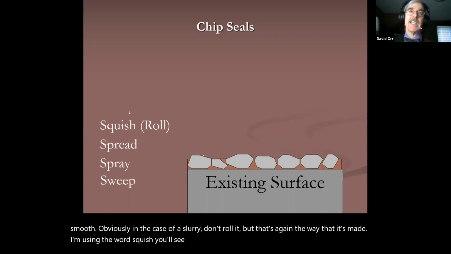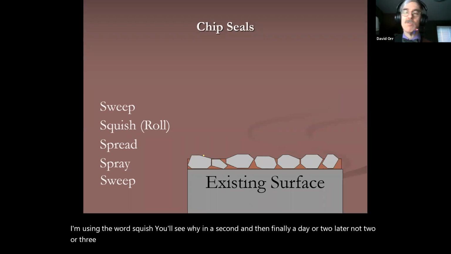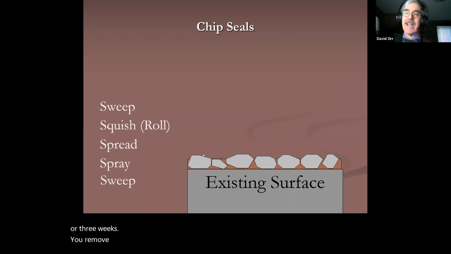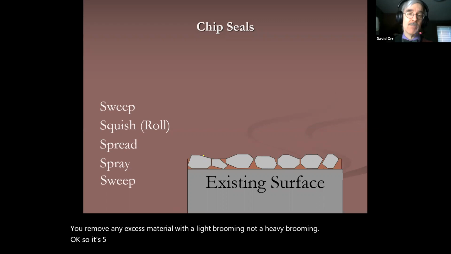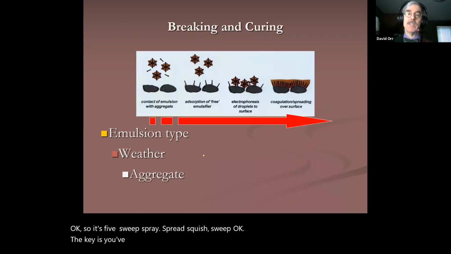And then finally, a day or two later, not 2 or 3 weeks, you remove any excess material with a light brooming, not a heavy brooming. Okay? So it's 5 S's. Sweep, spray, spread, squish, sweep. Okay? The key is you've got to get those stones in place while the emulsion is still brown.